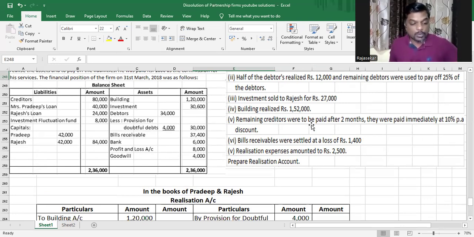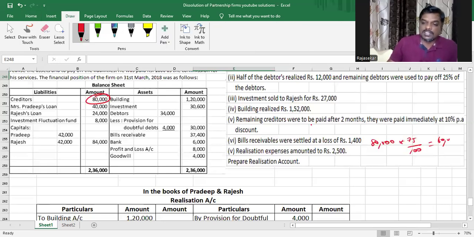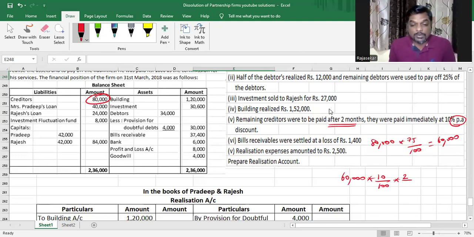25% of the creditors have taken over assets. So the remaining creditors are 75% of the total creditors. Out of the 80,000, if you calculate 75%, understood or not, my dear children? So the 60,000 is given a discount of 10%. But that is for what? 2 months, 10% per annum, and we are only paying them early by 2 months. So they will only give us 2 months' discount.